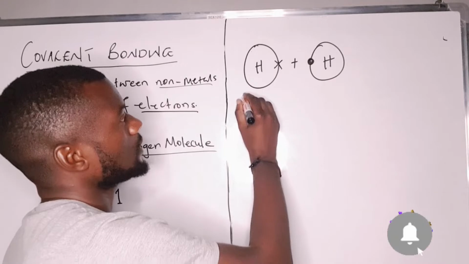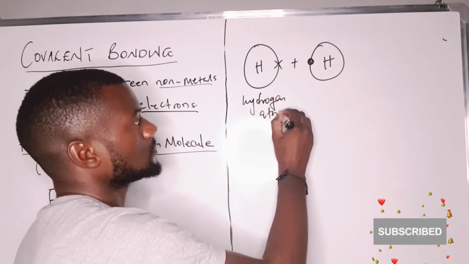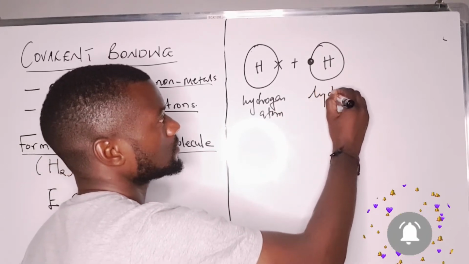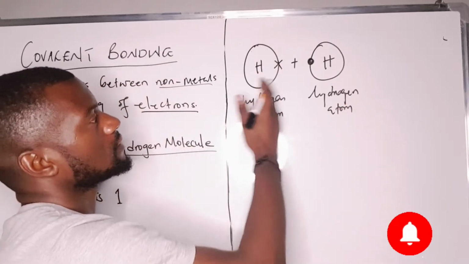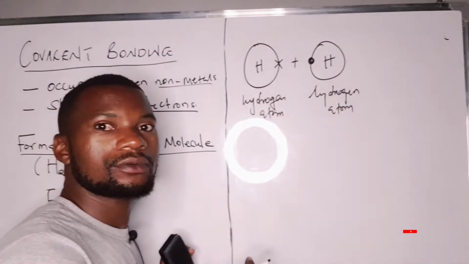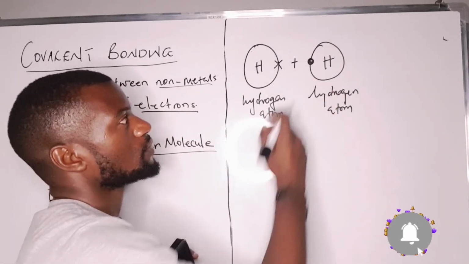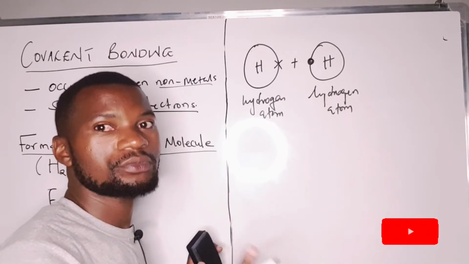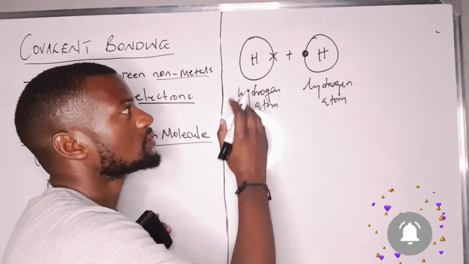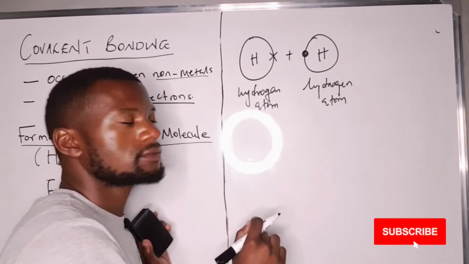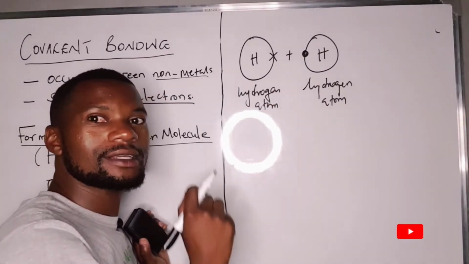This is the atomic structure for both hydrogen atoms. So this is a hydrogen atom, then this is also a hydrogen atom. So when you look at this atom, it needs 1 electron for it to be stable. Also this one requires 1 electron for it to be stable. So this atom will contribute 1 electron. Also this atom is going to contribute 1 electron.